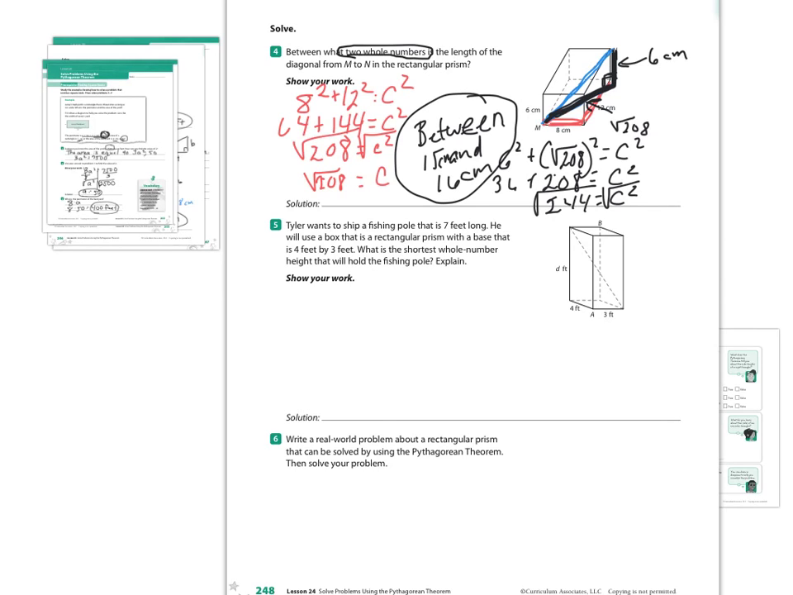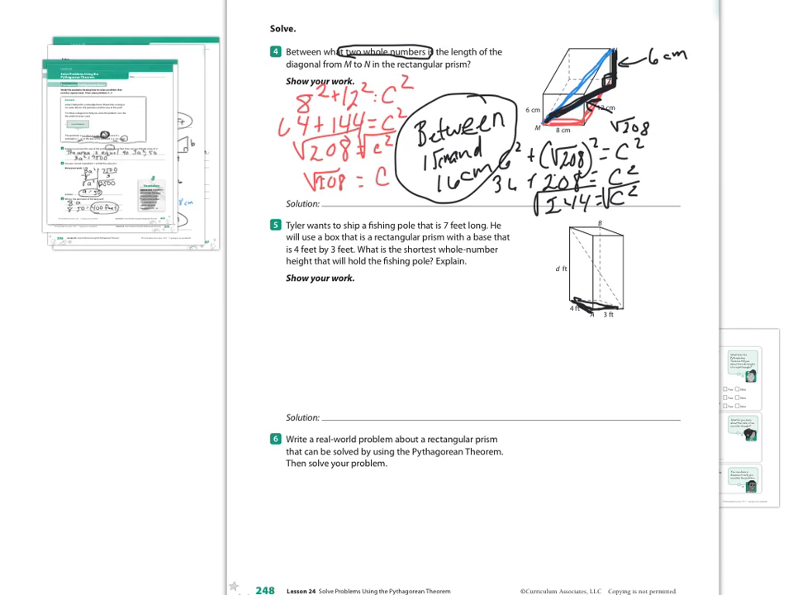Hey, number 5, same thing. Tyler wants to ship a fishing pole that is 7 feet long. He will use a box that is a rectangular prism with a base that is 4 feet by 3 feet. What is the shortest whole number height that will hold the fishing pole? So when we start evaluating this situation, we need to first find the hypotenuse of the base, which is a right triangle that has legs of 4 and 3.